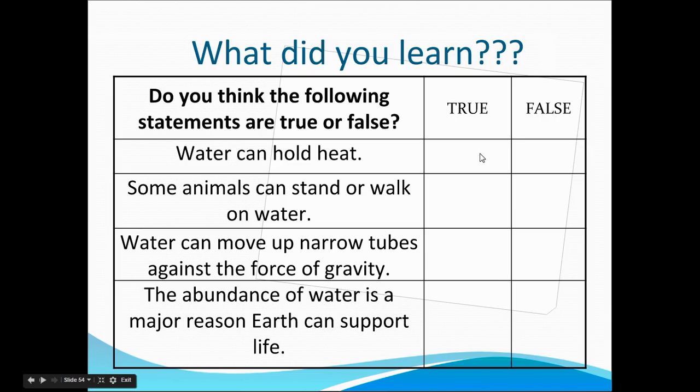Water can hold heat? True. Some animals can stand or walk on water? True. Water can move up narrow tubes against the force of gravity? True. The abundance of water is a major reason Earth can support life? Also true. Great job. Now go back and watch the videos that we skipped through before you continue the rest of your assignment.